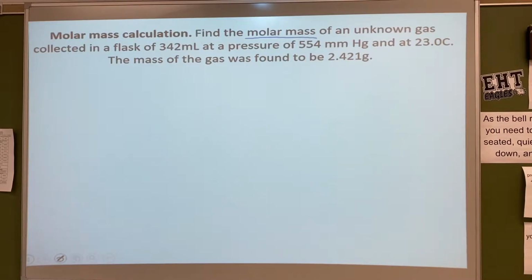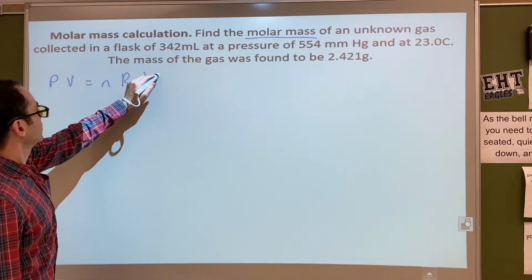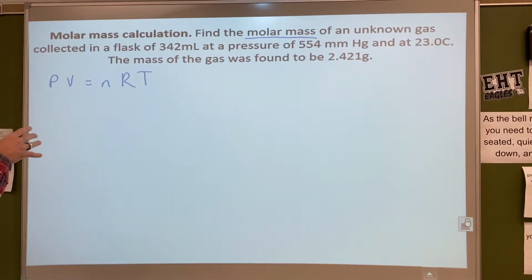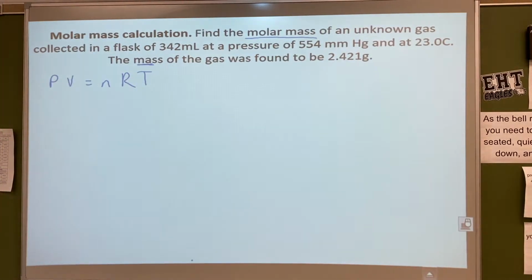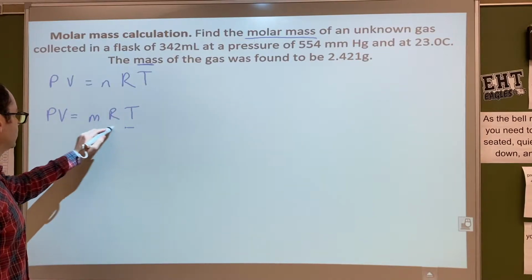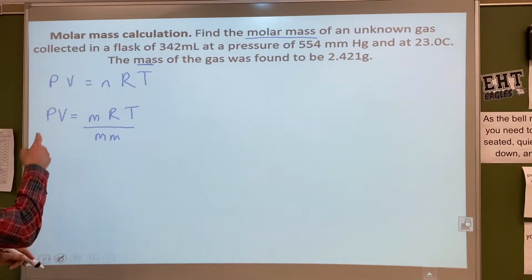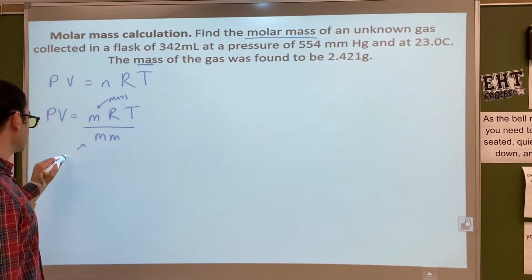But anyway, with this problem, it's asking us to find the molar mass. And if we take a look at our equation, this equation doesn't have mass in it, and it doesn't have molar mass. But if you remember the last time we went through this stuff, we found another equation that did. That equation was PV equals MRT divided by MM. M is mass, and MM is molar mass.